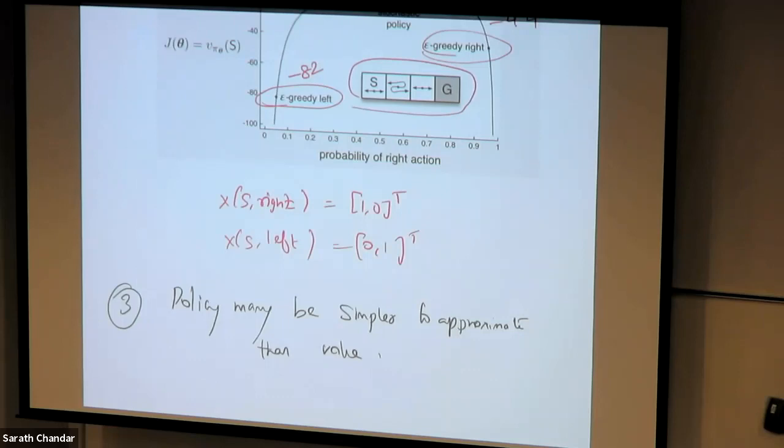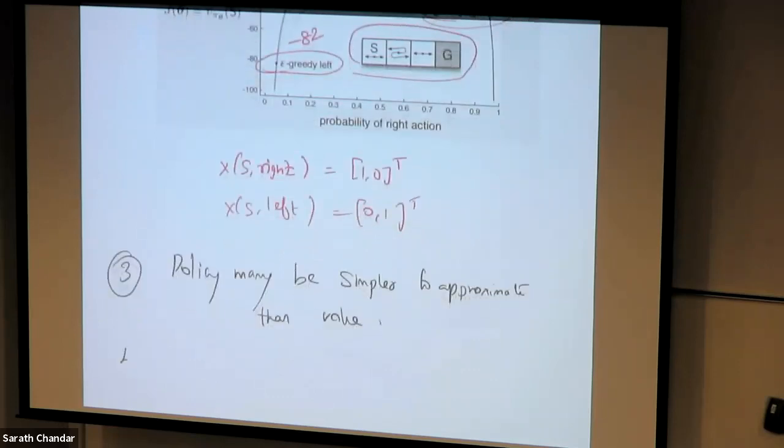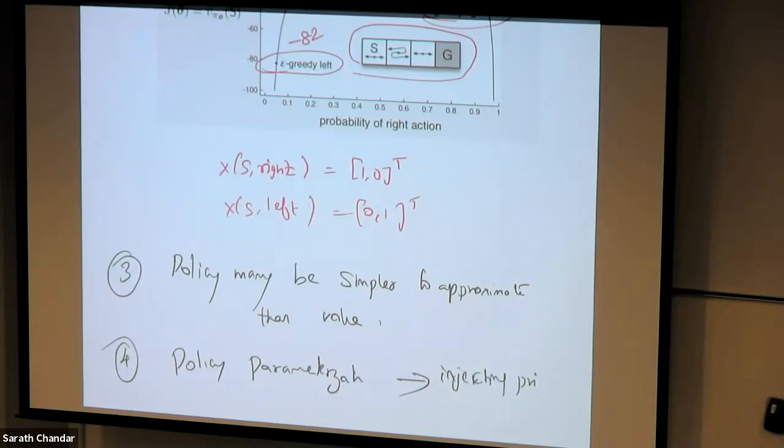Now, finally, another advantage that policy methods have is that this policy parameterization is sometimes a good way of injecting prior knowledge.